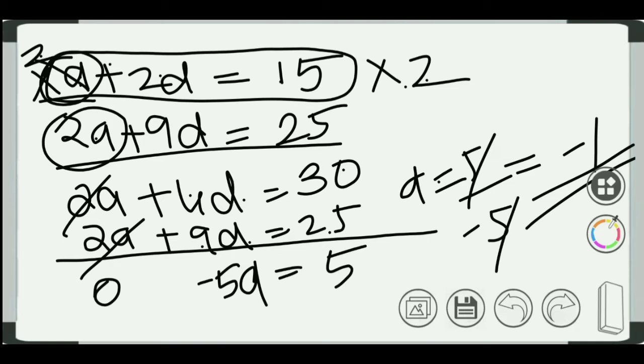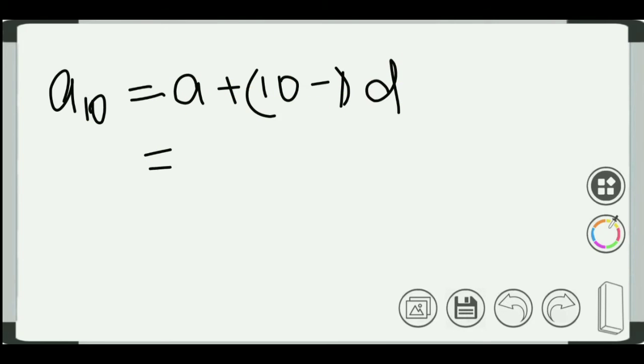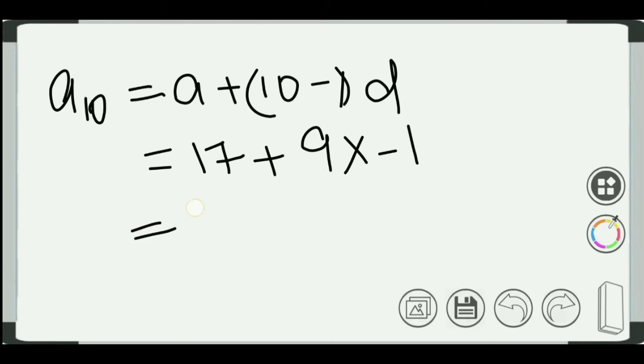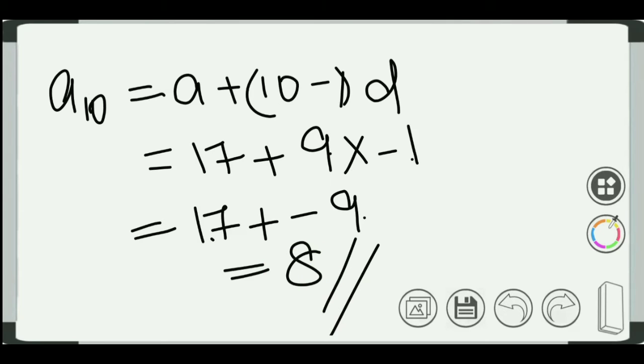Okay. Now, what you need to find actually, you need to find the 10th term. Okay. Common difference you found now, minus 1. Now, you need to find the 10th term. A10 equal to a plus 10 minus 1 into d. A value was 17 plus 10 minus 1, 9. 9 into d, just now we found as minus 1. So 17 plus 9 into minus 1 is what? Minus 9. So 17 minus 9, 8. This is your answer. It's simple.